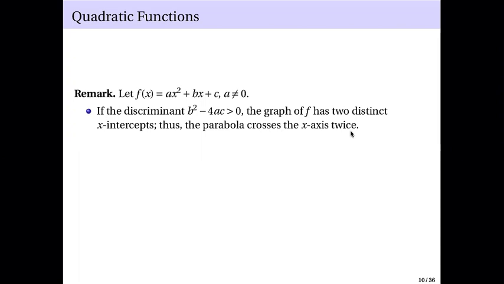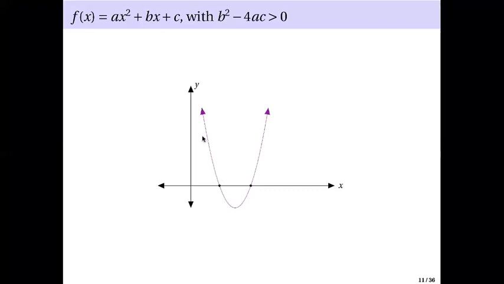If you look at this graph here, this is your y-axis, this is your x-axis, and this is your parabola, with b squared minus 4ac greater than 0. So the graph of the parabola crosses the x-axis twice. So here and here.